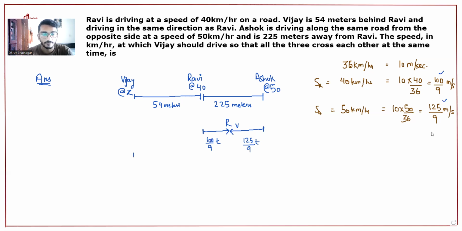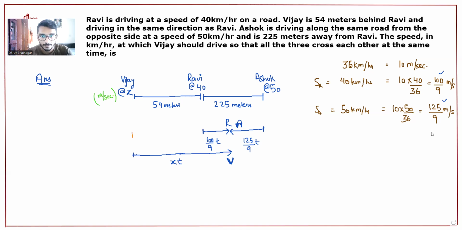And Vijay must have traveled in the same time and the same direction as Ravi. Sorry, I said Ashok, it is Vijay. So the distance is X into t. I'm assuming my speed X will be in meters per second. So this is the picture that they all three will meet after time t, and t is in seconds for me.